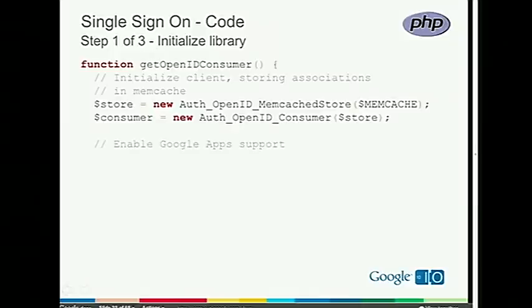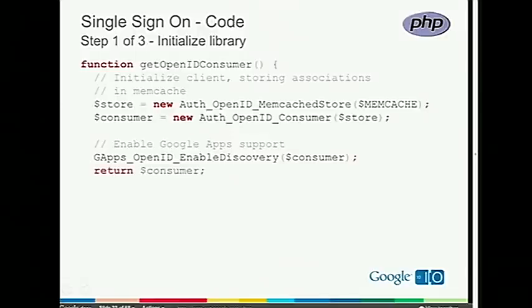We create our consumer, and then we have to call one helper method. What this does is it allows us to authenticate users for Google Apps knowing just their domain name. In this case, if I'm coming from smartlawfirm.com, it will know how to authenticate me based on that information. We return our consumer, and we're good to go. So now we have a library, and we can use that to authenticate a user when they hit our application.